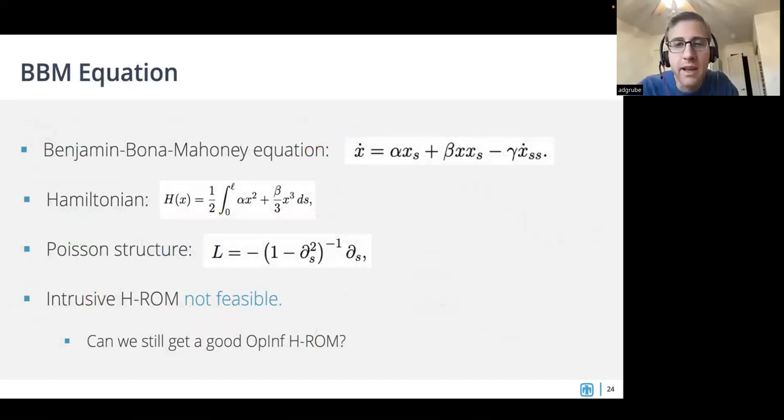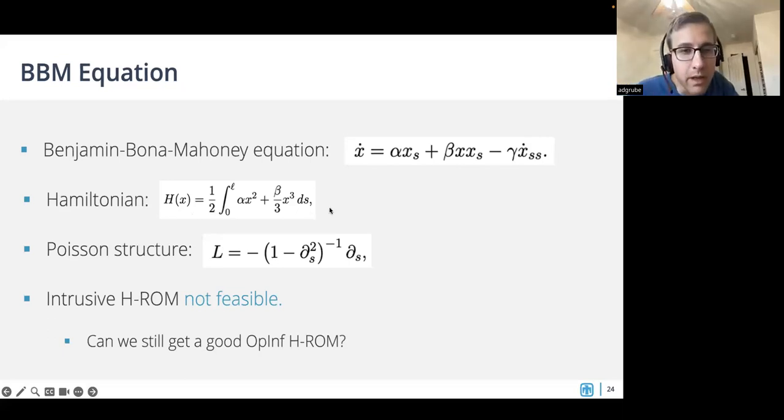But I claimed before that you could also apply this in the case where you know the Hamiltonian, but you don't have a good way of building a reduced-order Hamiltonian system out of it. That would be the case when you look at, say, the Benjamin-Bona-Mahony equation, where now I have a time derivative appearing on both sides.